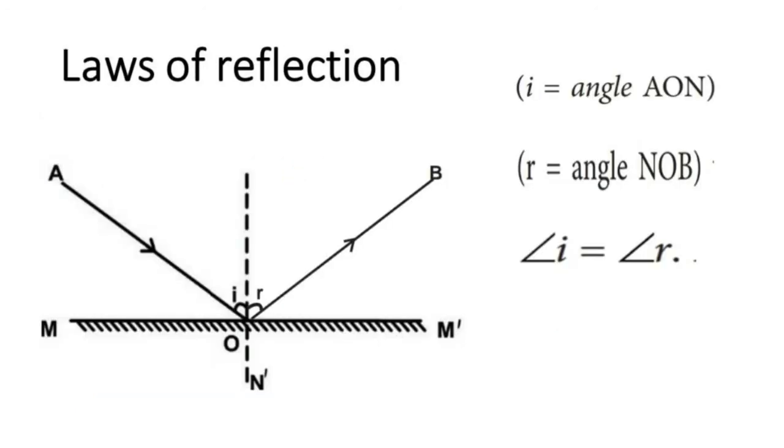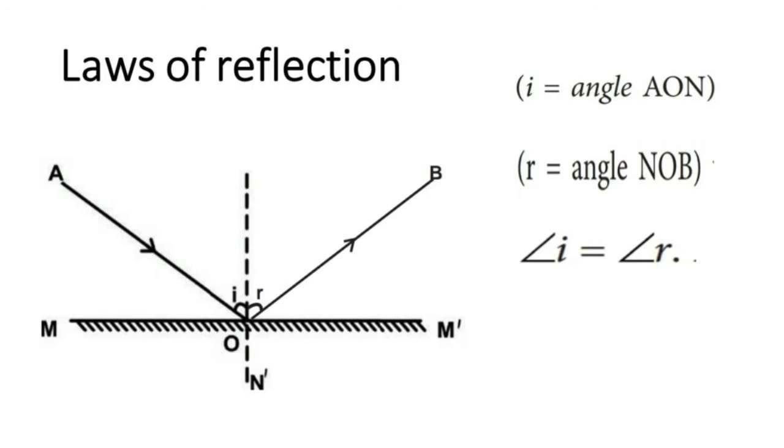Laws of reflection. Consider a plane mirror M dash that is shown in this figure. Let AO be the light ray incident on the plane mirror at O. The ray AO is called the incident ray. The plane mirror reflects the incident ray along OB. The ray OB is called the reflected ray. Draw a line ON at O perpendicular to M dash. This line ON is called what?